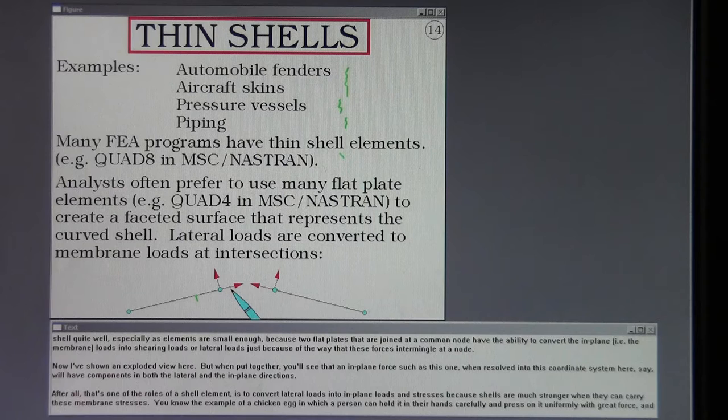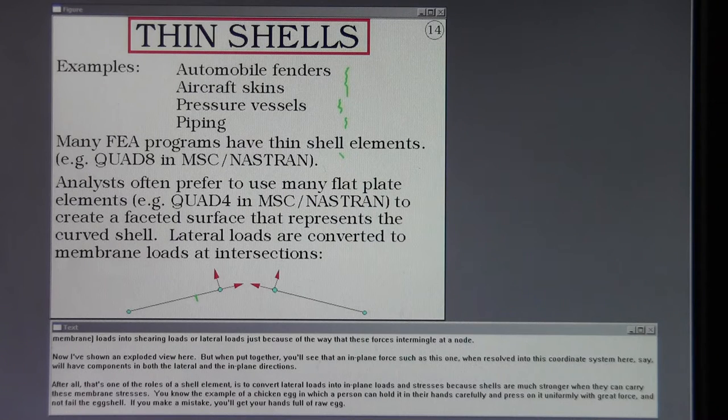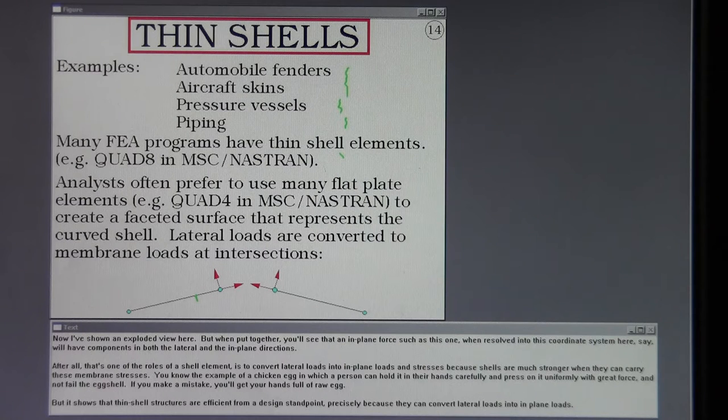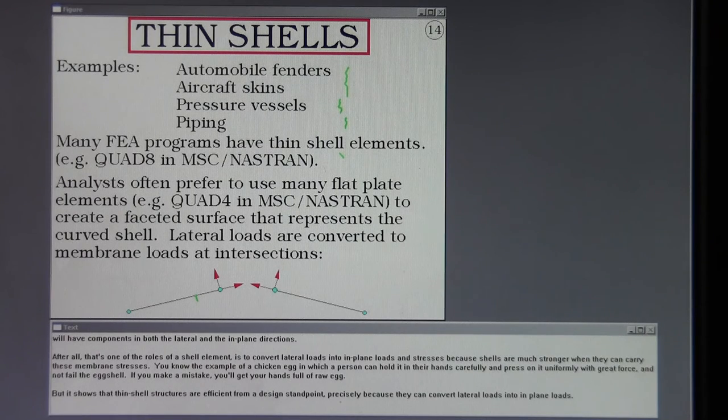After all, that's one of the roles of a shell element, is to convert lateral loads into in-plane loads and stresses, because shells are much stronger when they can carry these membrane stresses. You know the example of a chicken egg in which a person can hold it in their hands carefully and press on it uniformly with great force and not fail the eggshell. If you make a mistake, you get your hands full of raw egg. But it shows that thin shell structures are efficient from a design standpoint, precisely because they can convert lateral loads into in-plane loads.